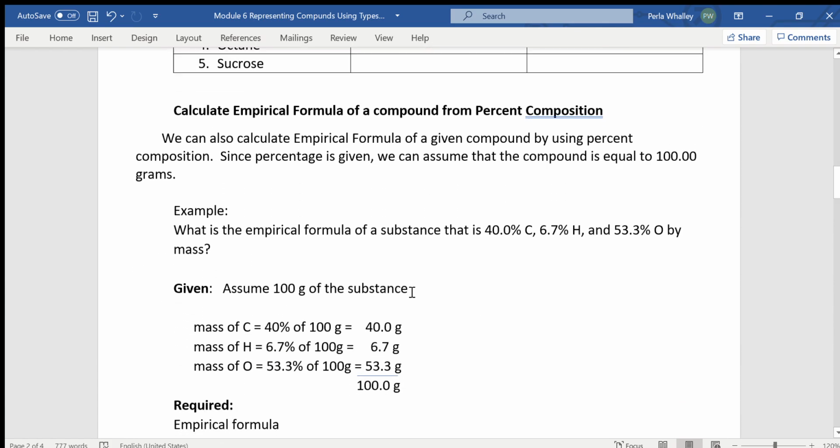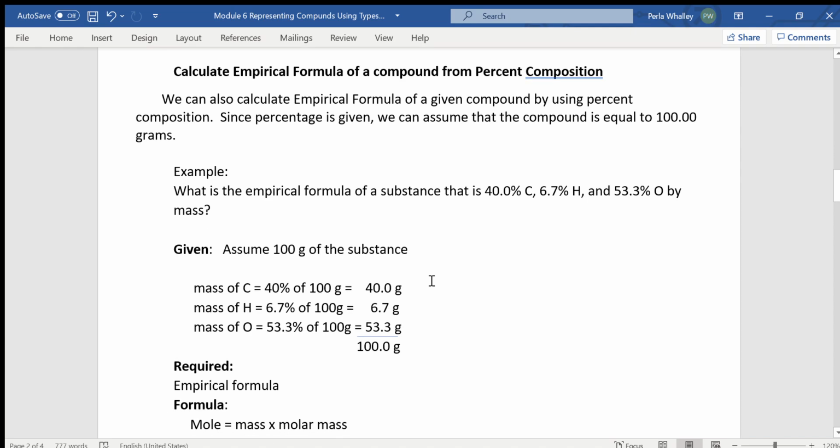We could also calculate the empirical formula of a compound from percent composition.